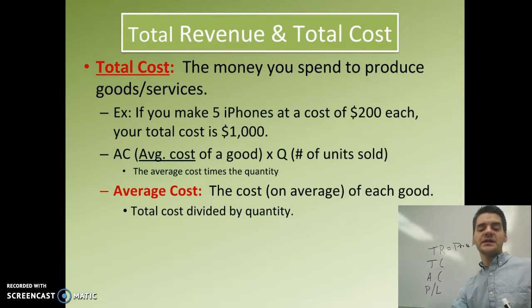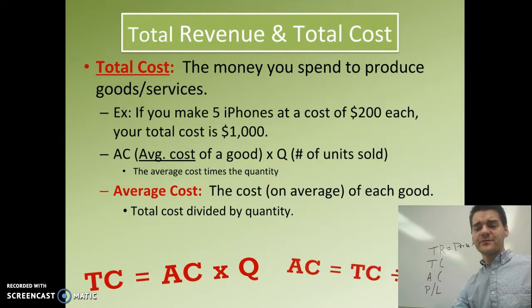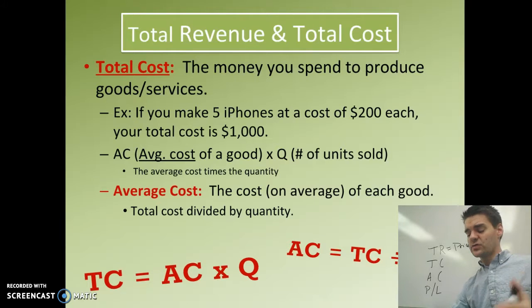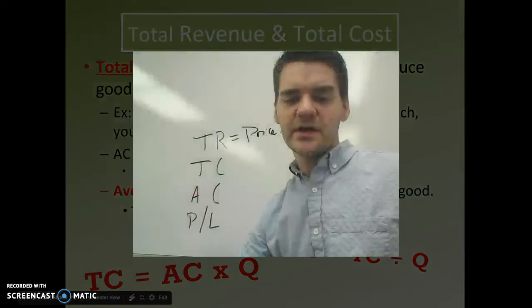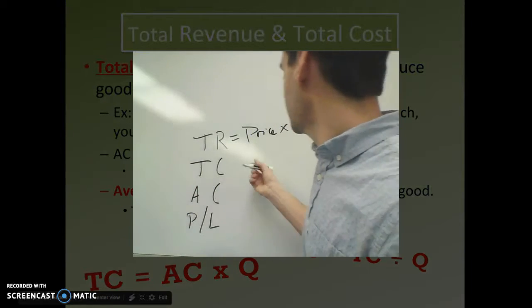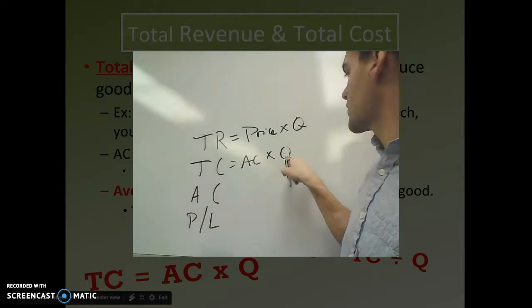So what you could see is that you have a total cost. To make all 5 iPhones, it cost me $1,000. Well, to figure out what your average cost is, you simply take that total cost amount and you divide it by the quantity. So anyways, here's your formula. For total cost, your abbreviation there is TC, and your formula is AC times Q, average cost times quantity. I'll write it on the board.